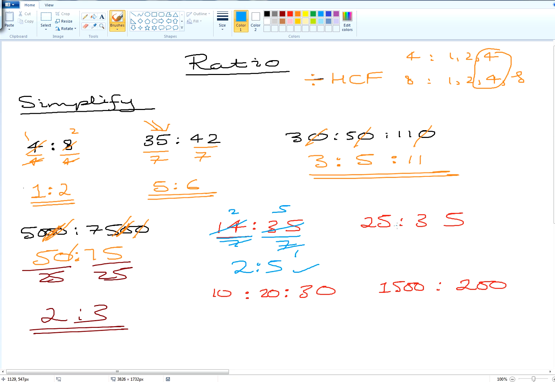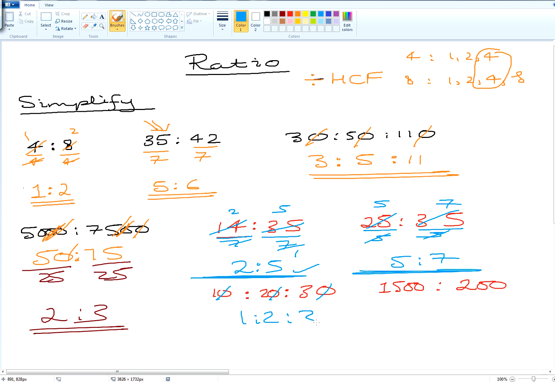25 and 35, the highest common factor is? 5. Okay, that will give you 5 and 7. The next one, divide by 10, divide by 10, divide by 10. 1, 2, and 3.